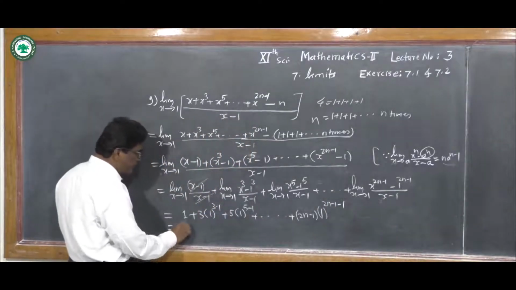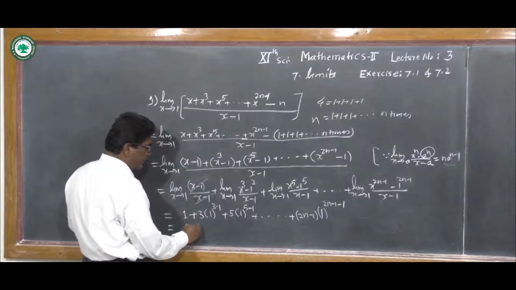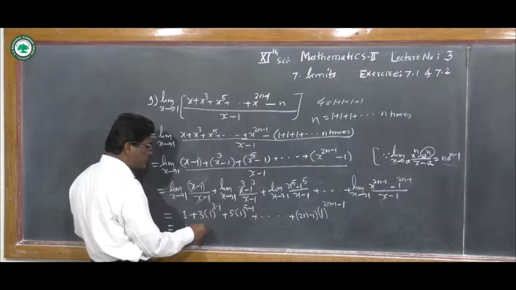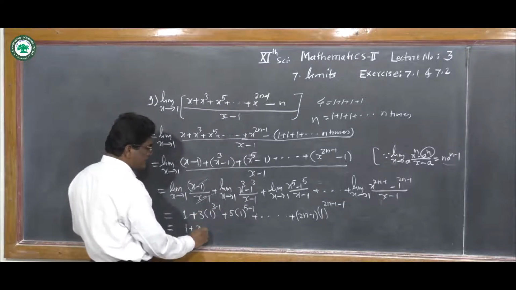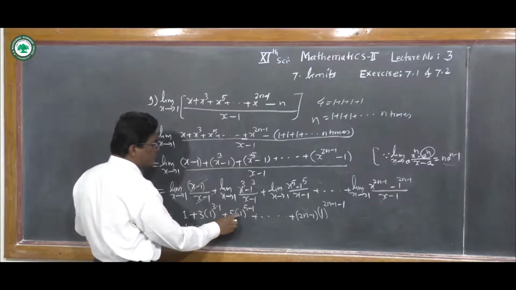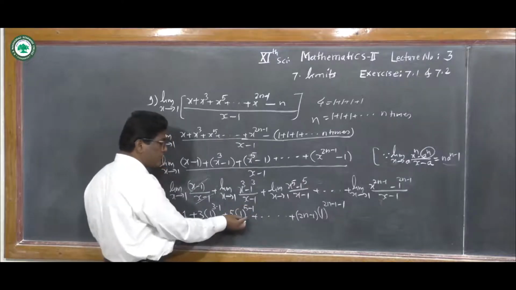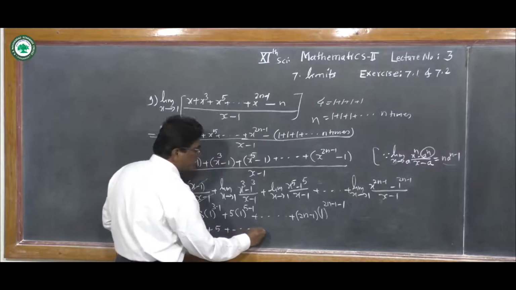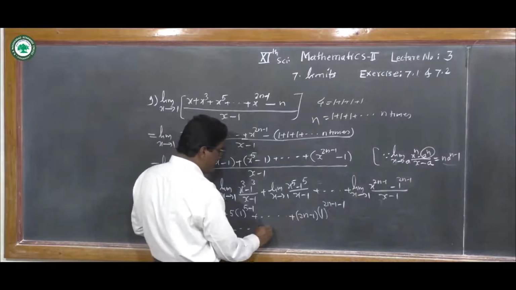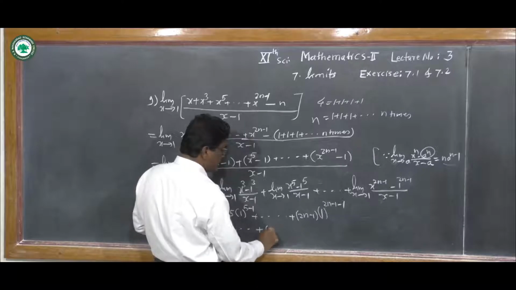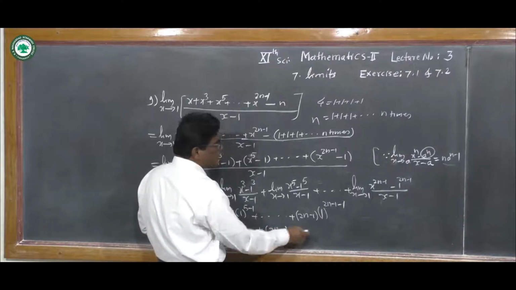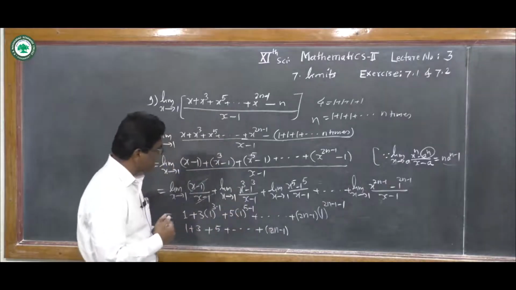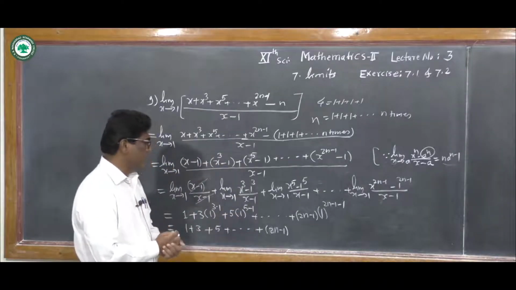So we get here 1 plus 3, 1 to the power 3 minus 1, 3 minus 1 that is 2, 1 to the power 2 that is 1, into 3 it is 3, plus here 5 into 1 to the power anything that is equal to 1. So 5 into 1 that is 5, plus up to dot dot plus here 2n minus 1, 1 to the power anything that is equal to 1. So this is the addition 1 plus 3 plus 5 plus up to dot dot plus 2n minus 1.